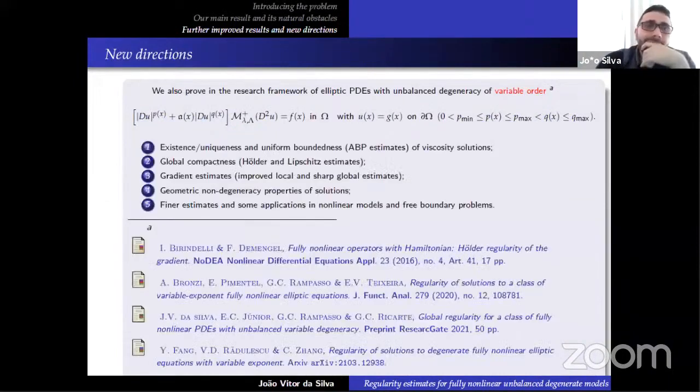And in order to finish, we can also prove regularity results for these elliptic PDE models. In this case, with variable order. We prove existence, uniqueness, uniform boundedness, global compactness, Hölder and Lipschitz, gradient estimates, improved local and sharp global, geometric non-degeneracy, fine estimates in some applications, and nonlinear models and free boundary problems, just to mention a few connections.